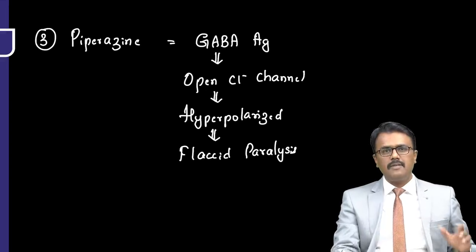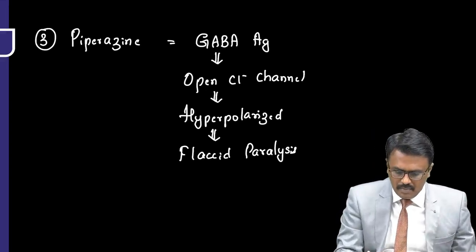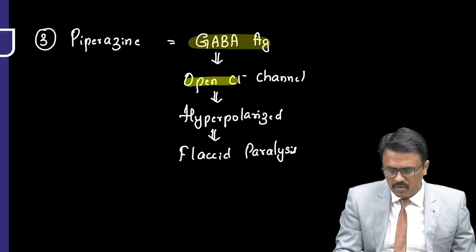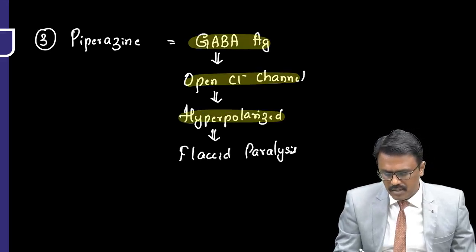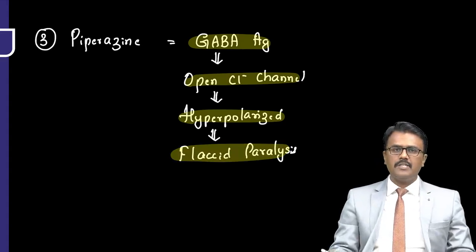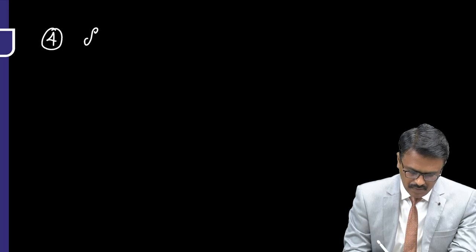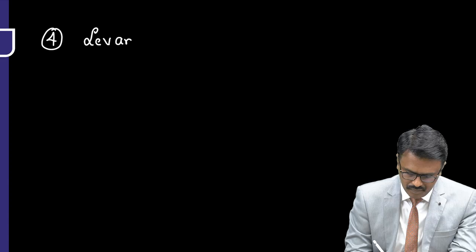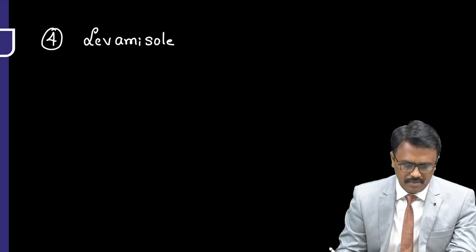The name of the drug is piperazine. It's a GABA agonist. It opens the chloride channel, causes hyperpolarization and flaccid paralysis. Once we know about piperazine, the next one we are going to understand is a drug by the name levamisole, and you all know it is an anti-helminthic drug.